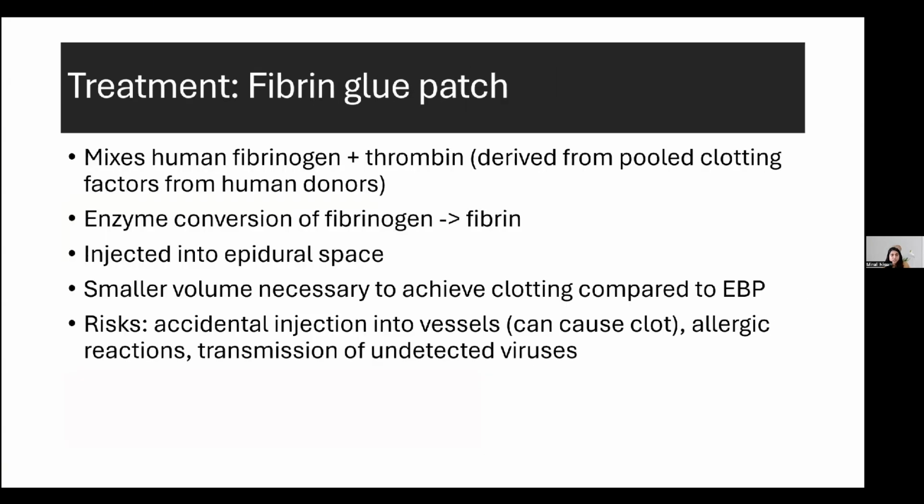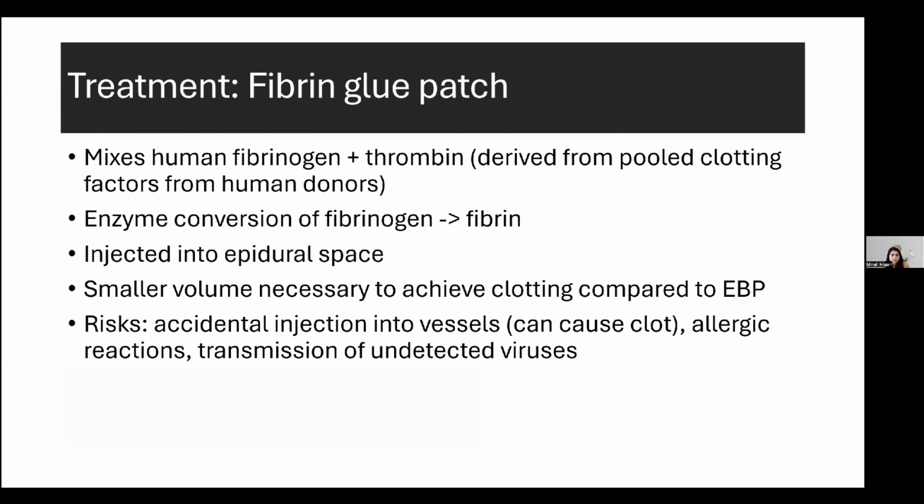Another medical intervention that we can offer is the fibrin glue patch. This is an option that can be available for certain patients where we can't inject their own blood. So this is great for cancer patients, patients who have any bloodstream infections, or patients who just have really difficult venous or arterial access, and we can't stick to get blood. So a fibrin glue patch is another option.